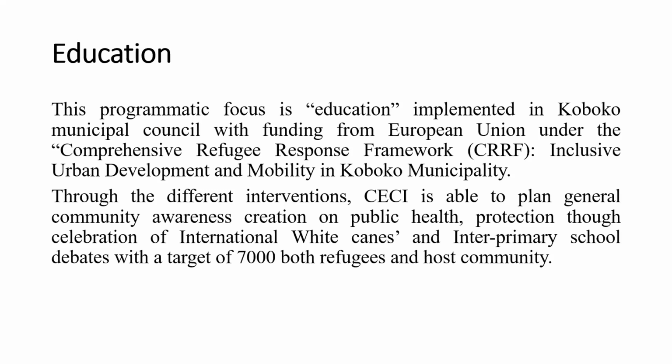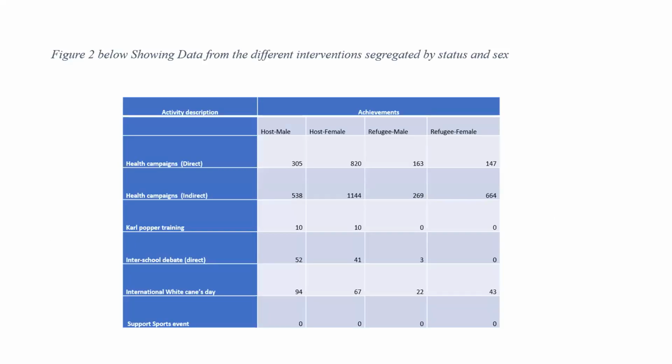So under education, you see our project in Koboko municipality solely falls under education and protection. It is one of our components, our programmatic areas. The target for this year is 7,000 people, both the refugees and the host community. But we were able to really move. When you look at figure 2 below, it shows the data from the different interventions segregated by sex and status.